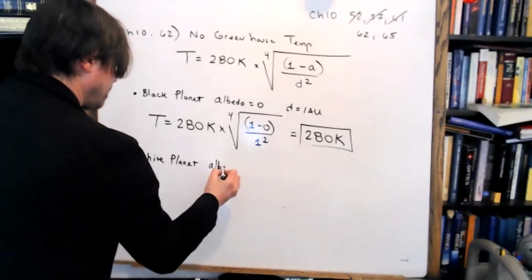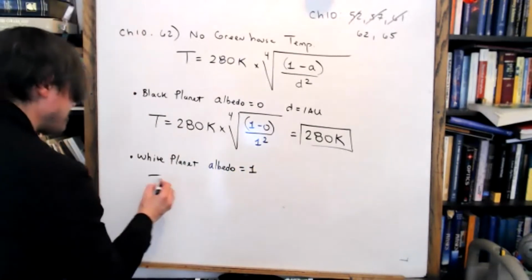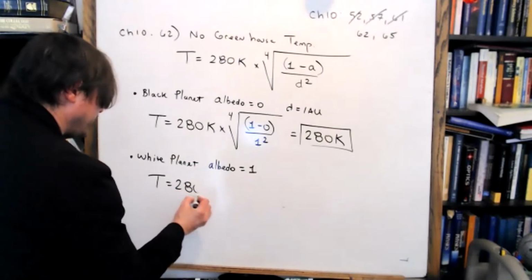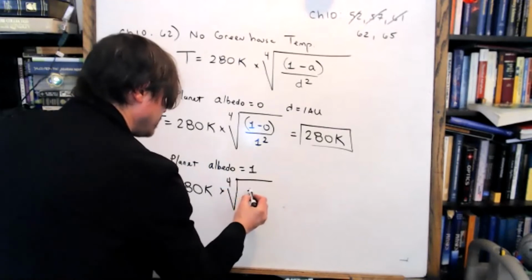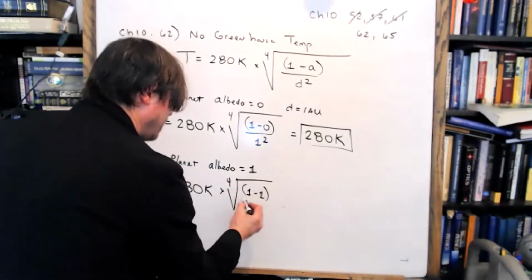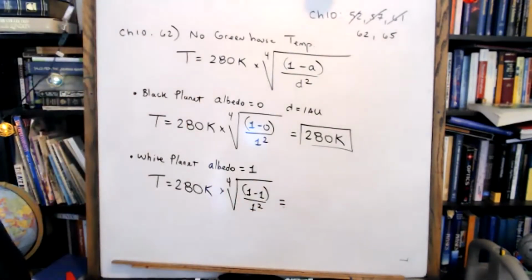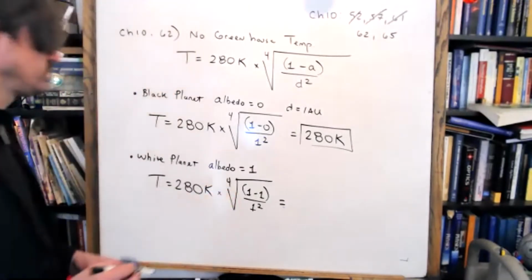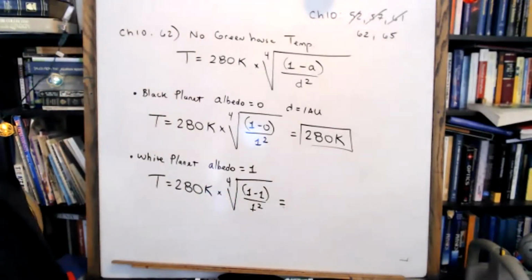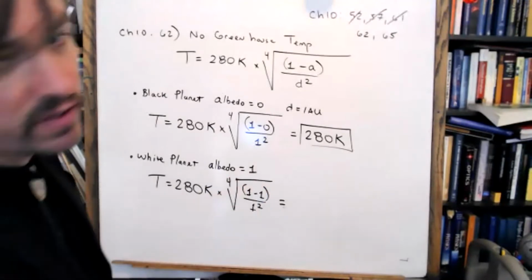A white planet has an albedo of 1. The temperature is 280 Kelvin times the 4th root of 1 minus 1 over 1 squared. What is that going to equal? 0. That's right. 1 minus 1 is 0, and the root of 0 is 0.